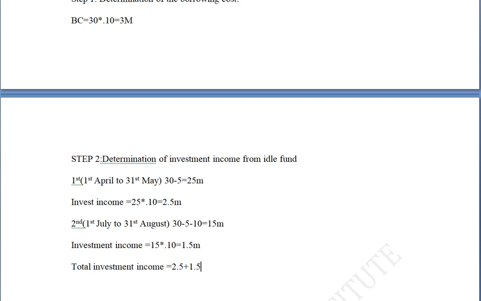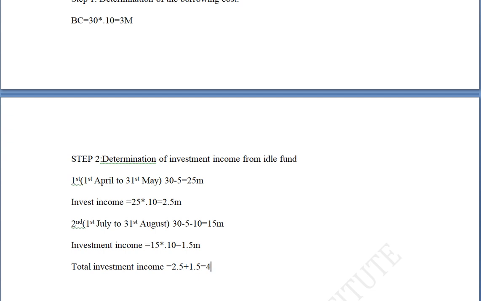So if you have 4 million, how much was the borrowing cost that we determined? 3 million. So it means that we cannot recognize any borrowing cost on this very particular asset. Rather, we are going to recognize investment income of 1 million in the statement of profit or loss. Please take note of what we have just done.